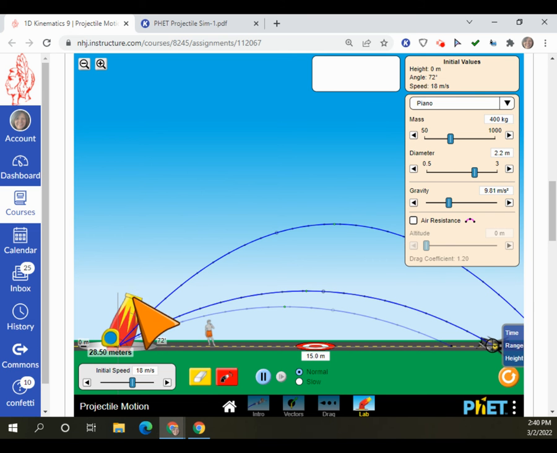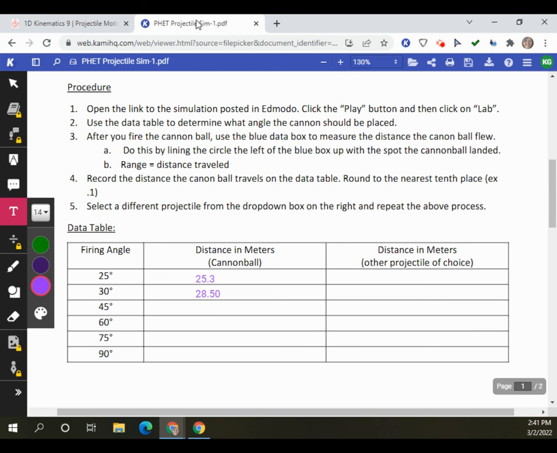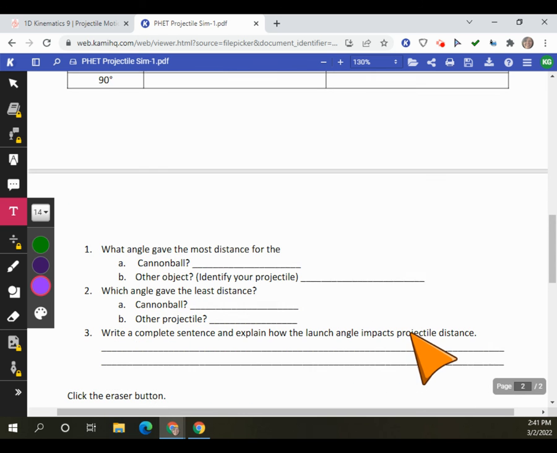Kind of notice the way that path changes. Okay, let's look at our next question. So you go ahead and pause the video and finish these. You need to fill in these before you submit them. Okay? All right. Next instruction.